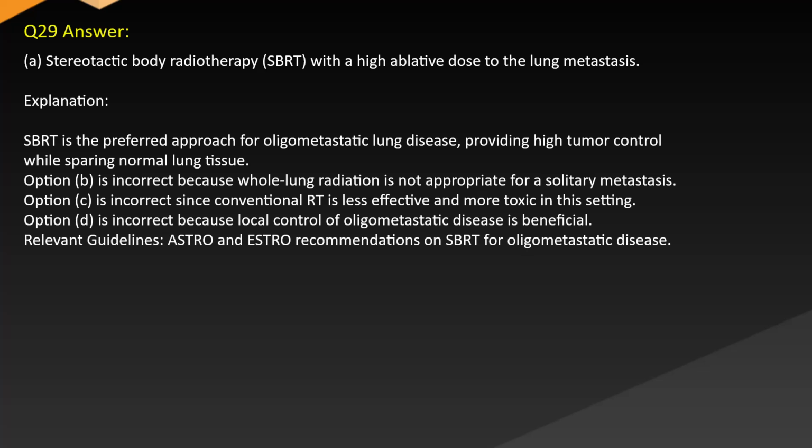Explanation: SBRT is the preferred approach for oligometastatic lung disease, providing high tumor control while sparing normal lung tissue. Option B is incorrect because whole lung radiation is not appropriate for a solitary metastasis. Option C is incorrect since conventional RT is less effective and more toxic in this setting. Option D is incorrect because local control of oligometastatic disease is beneficial. Relevant guidelines: ASTRO and ESTRO recommendations on SBRT for oligometastatic disease.